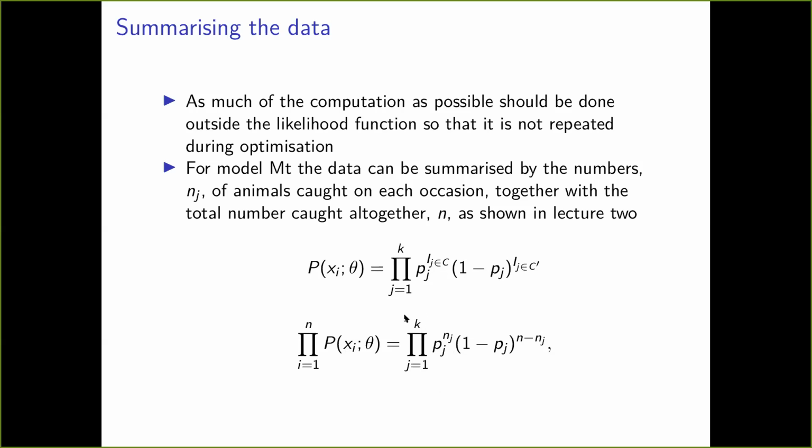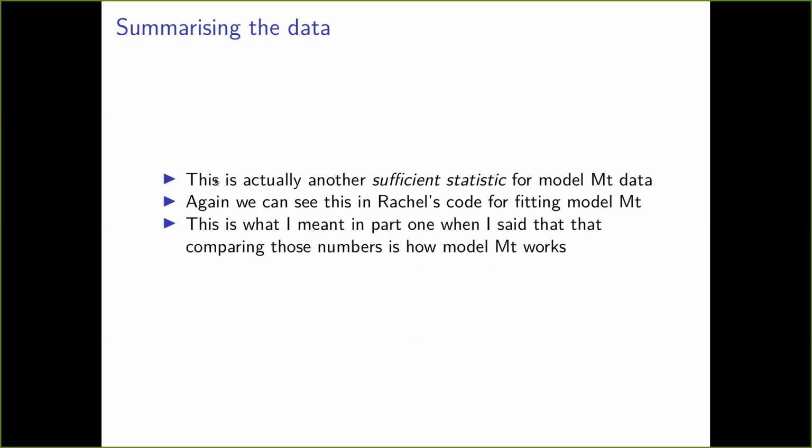capture occasion, each survey, the number that were captured on that occasion, that's the number of times you have to multiply this capture probability. And for the non-capture probability, you're just using the rest, so the number of animals that were not captured on that occasion. So this actually shows that those numbers, the numbers captured on each occasion, together with the total number captured, are actually another sufficient statistic for model MT data.